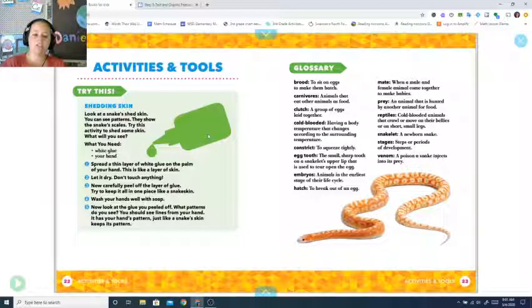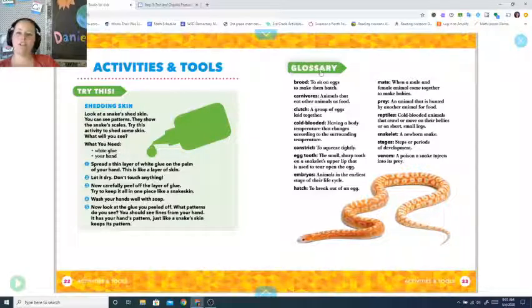Now look at the glue you peeled off. What patterns do you see? Do you see lines from your hand? Oh my goodness, I can't read. You should see lines from your hand. This has your hand's pattern, just like a snake skin keeps its pattern. So get permission from your parents, but that's a cool way to see how snake skin works.